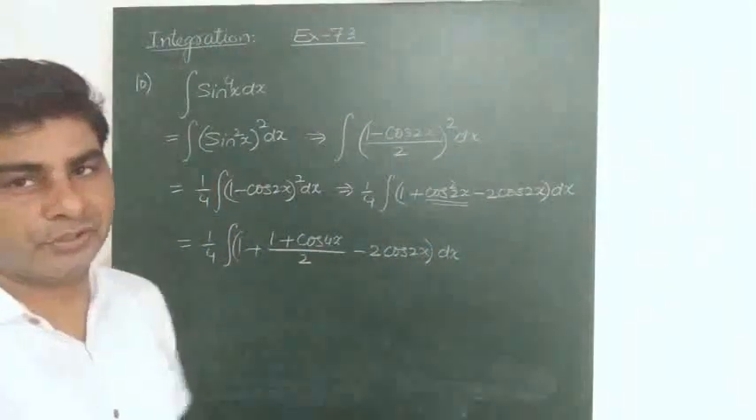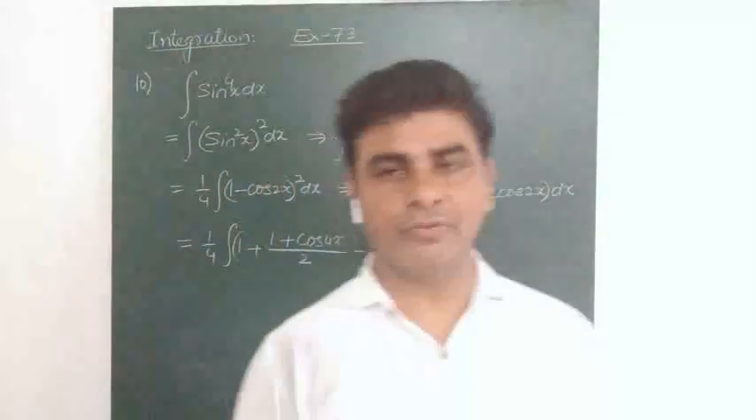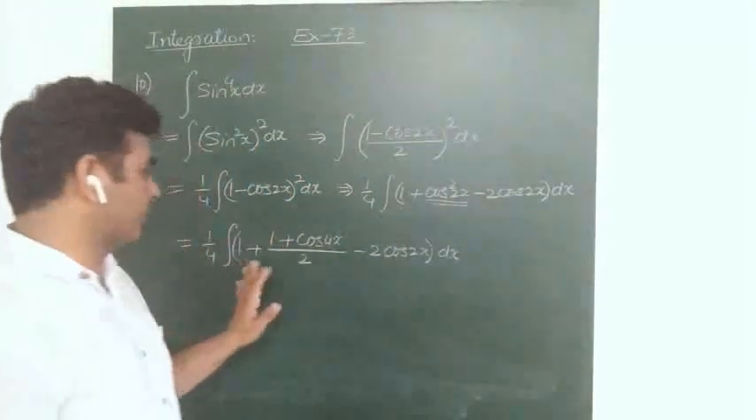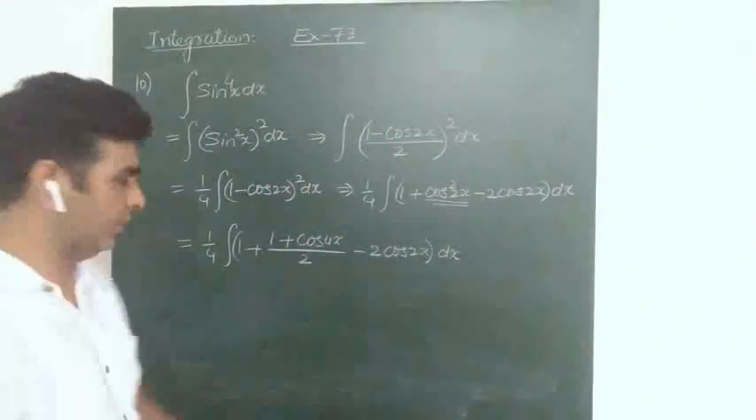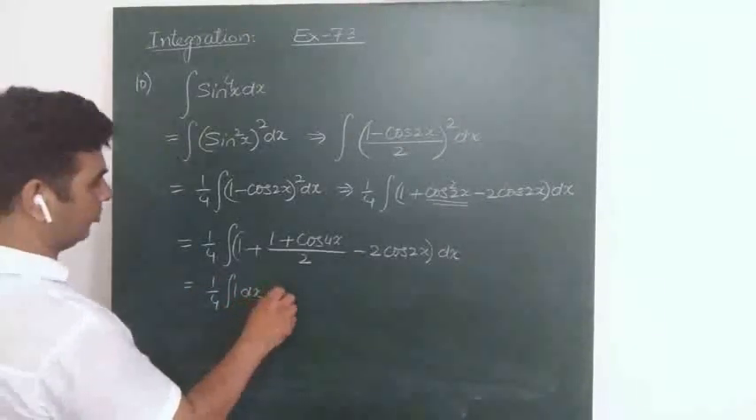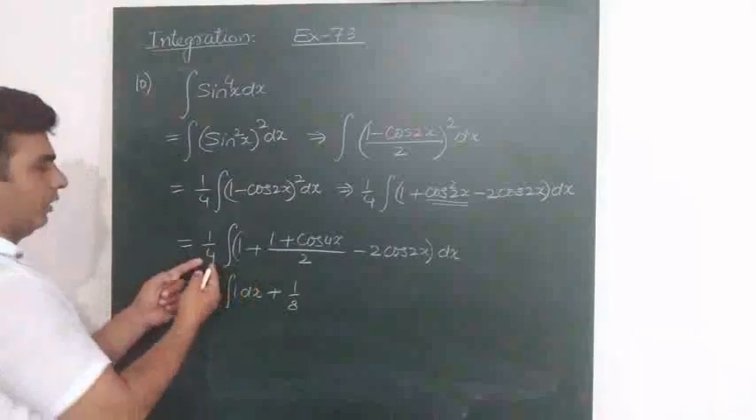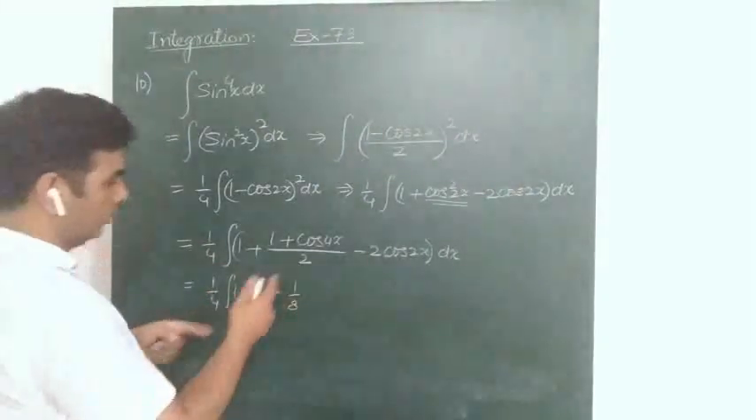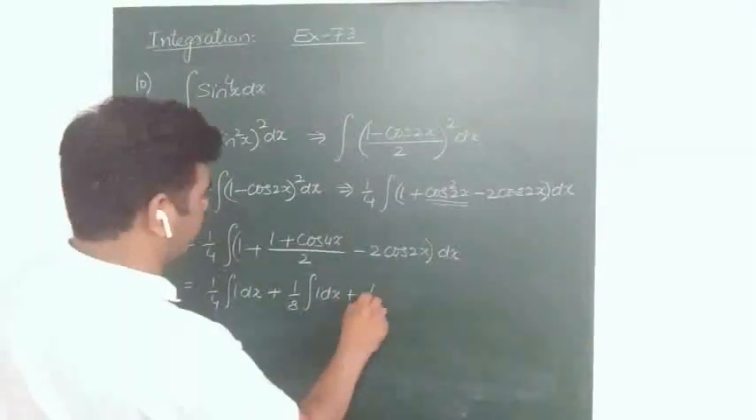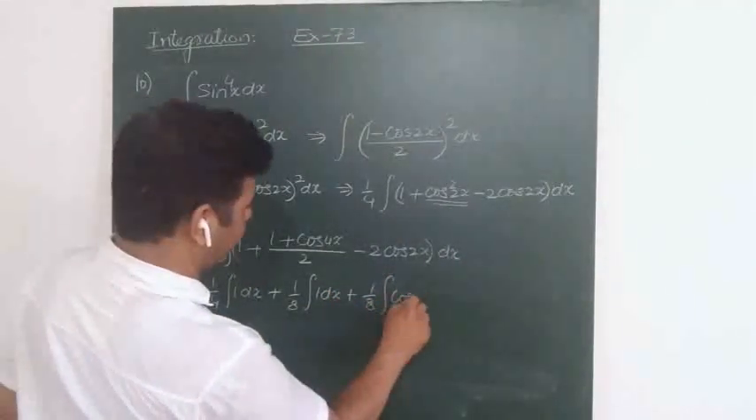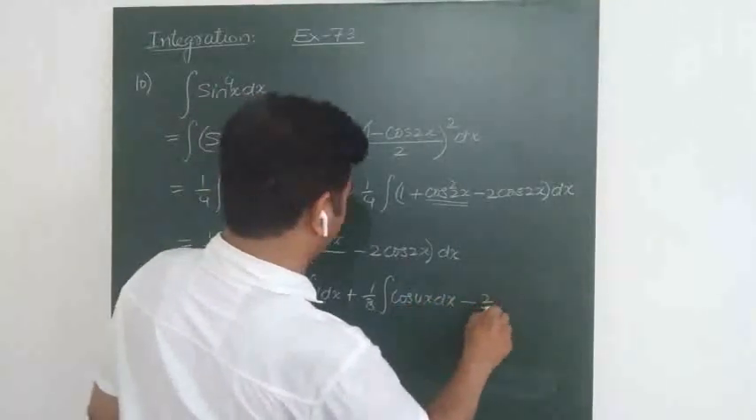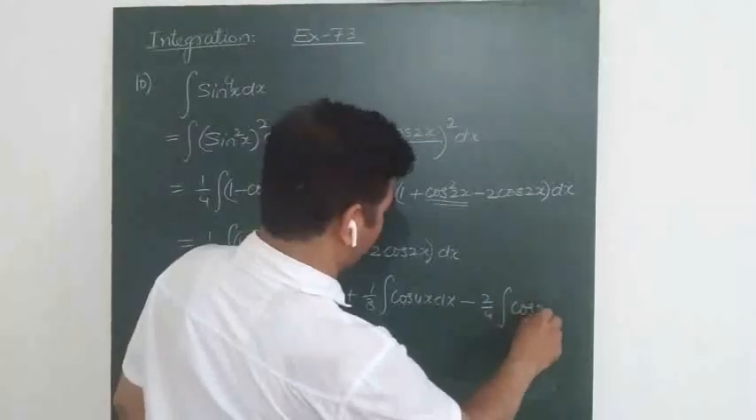My dear ones, you can see all terms are in separation form and there is no power of any trigonometric function. You can do the integration very easily: 1 by 4 integration of 1, plus this is 1 by 8, because 1 by 4 will be multiplied by this 1 by 2, this is 1 by 8, and integration of 1 is there, 1 by 8 integration of cos 4x, and this is 2 by 4 integration of cos 2x into dx.